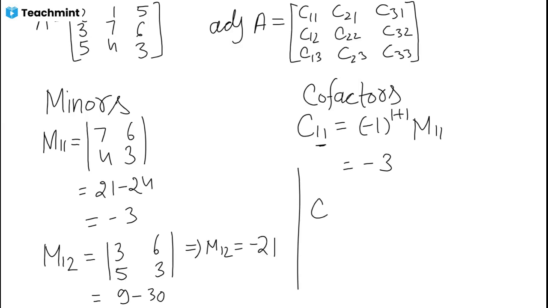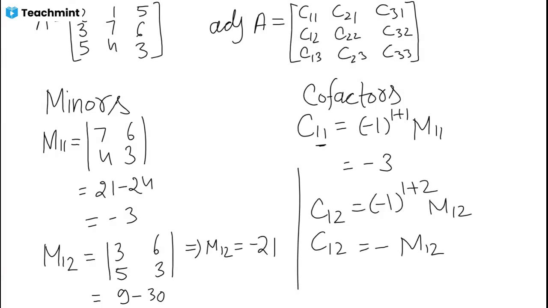And now let us find C12. To find C12, just put 1 plus 2 on the power of minus 1, and just multiply M12. So here the power is odd, so obviously we have a negative sign along with M12. Are you getting this? Yes, ma'am. So C12 will be minus of minus 21, that will be 21. Now let us find the further values, from C11 onwards we need to find it.